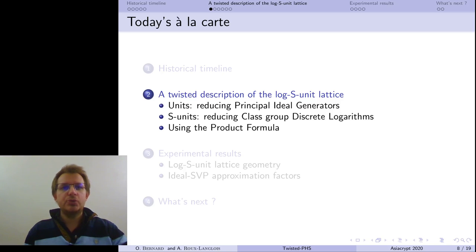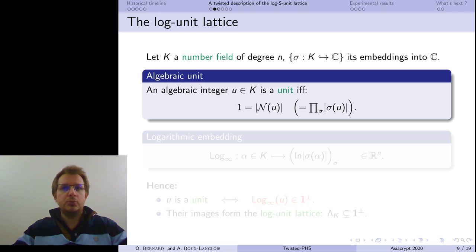So now I'm going to introduce the core idea of our twisted algorithm. First I will recall how in the folklore we were using units of number fields to reduce principal ideal generators, and I will show the consequences for our specific problem. And then I will show how this relates to using S-units to reduce the output of the class group discrete logarithm problem. And finally, we will use the product formula to generalize smoothly the first one into the second one. So first, we will need to introduce the log unit lattice.